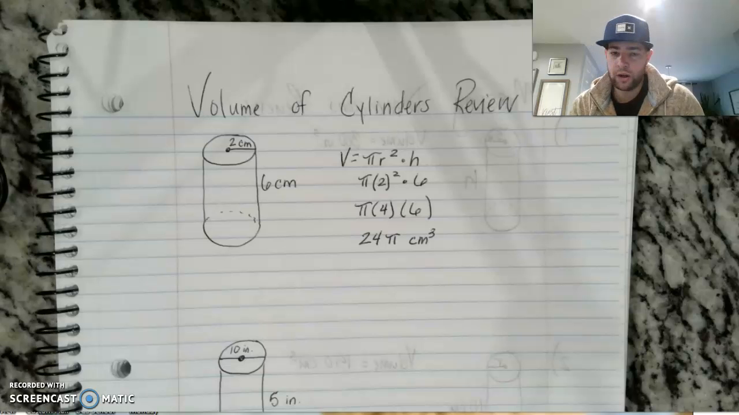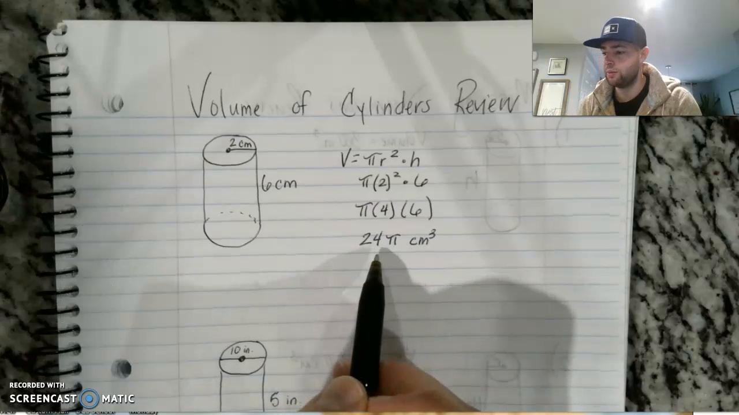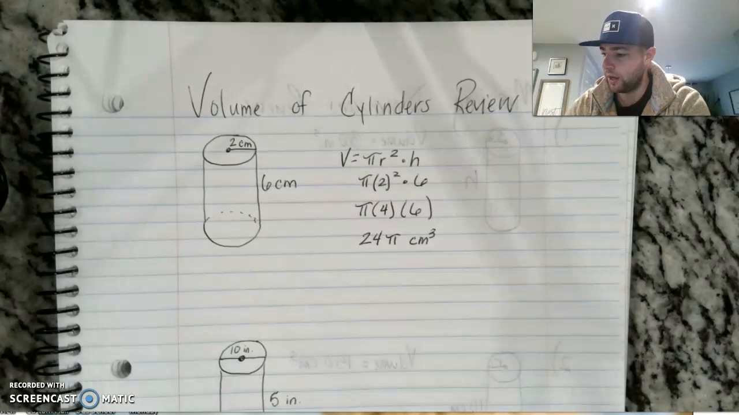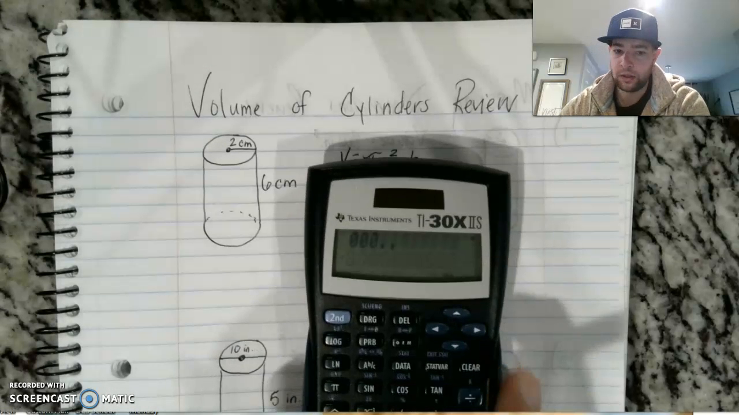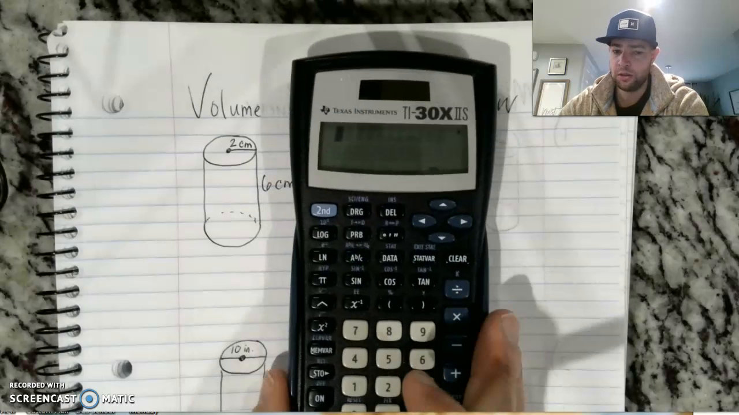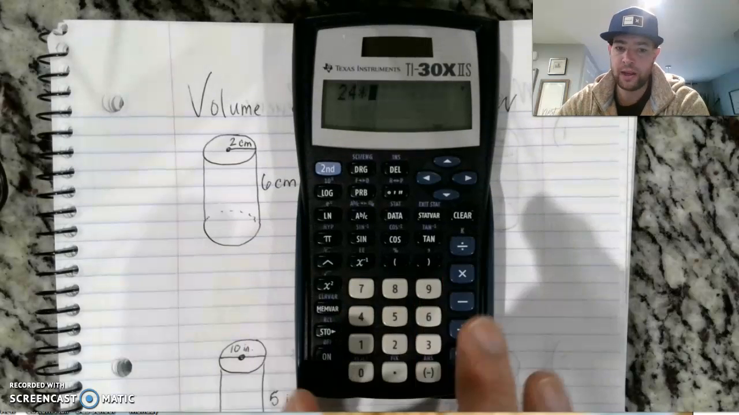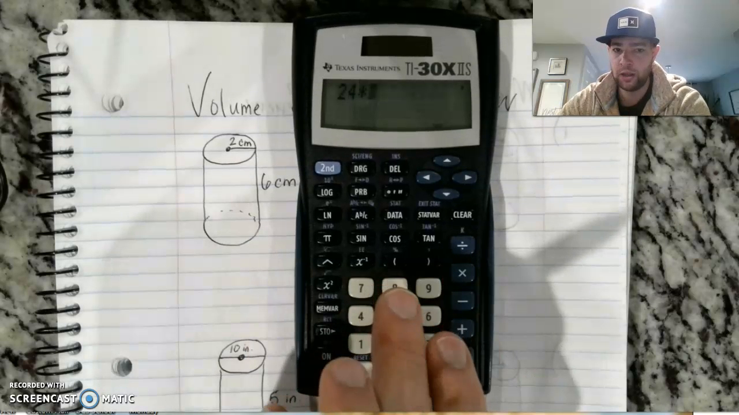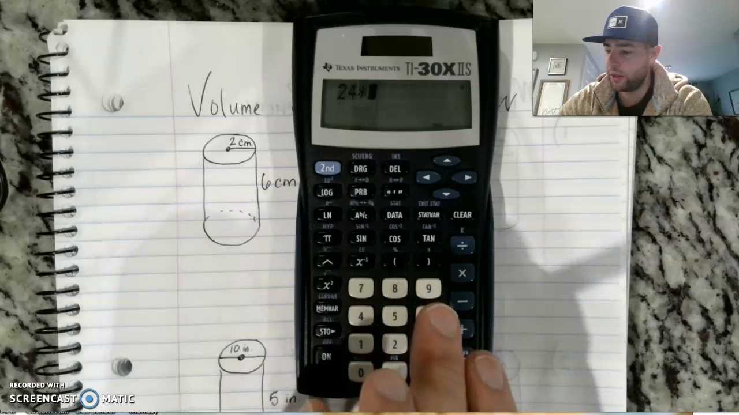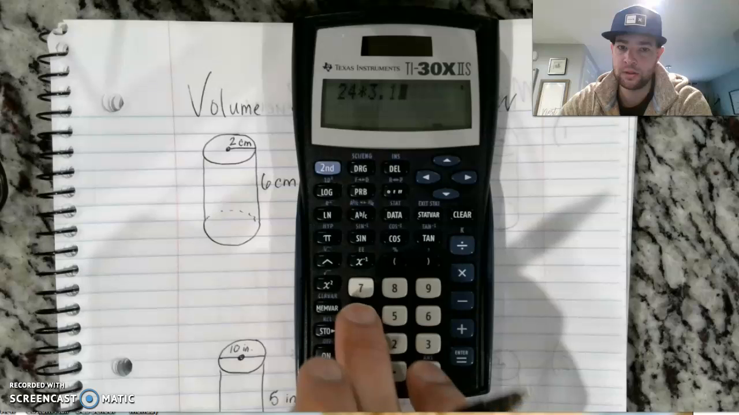Sometimes though, with our answers, we have to go one step further, which means I'm going to multiply 24 times pi, and I know that for pi we're using 3.14. So in my calculator, I'm going to clear it, and then I'm just going to put in 24 times, I know we have a pi symbol, but we're just rounding pi to our hundredths place, so I'm just going to type times 3.14 and hit equals.